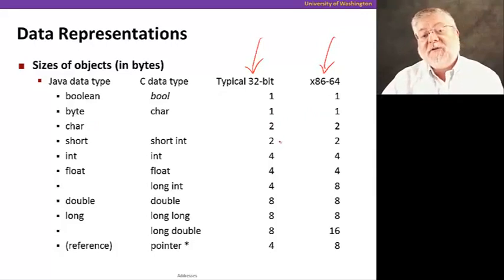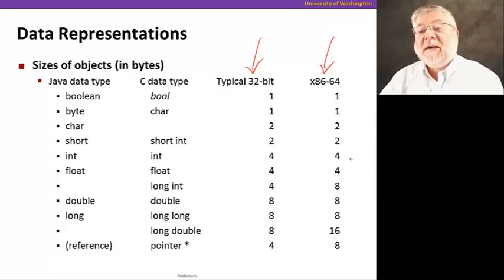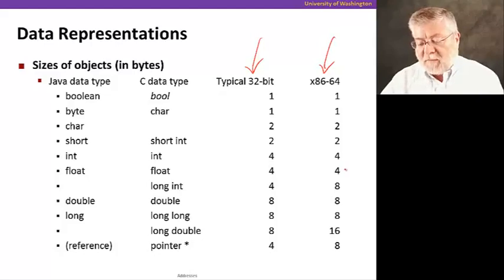A short integer, or a 16-bit integer, takes up 2 bytes in both, while a regular integer takes up 4. This is based on the fact that we have a lot of programs that were written for 32-bit machines. A floating point number also takes up 4 bytes. We'll discuss how we represent floating point numbers later.